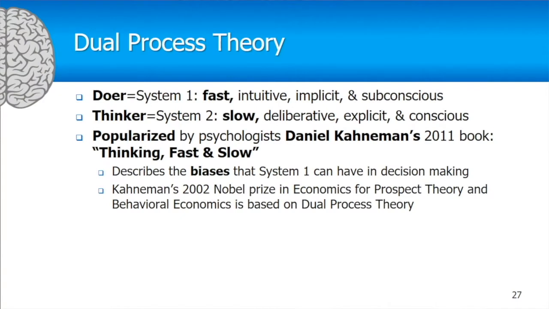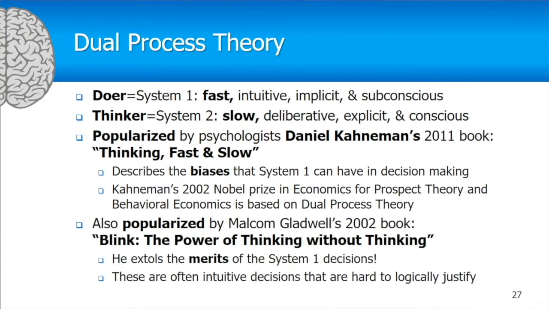Another book that popularized this theory is Blink: The Power of Thinking Without Thinking. And in this book, Malcolm Gladwell extols the merits of the doer. It turns out that the doer can sometimes come up with the right answer on a hunch. And it turns out after you do a lot of research with your thinker, it was the right answer. But the doer can come up with it quickly. So sometimes the doer is better than the thinker.